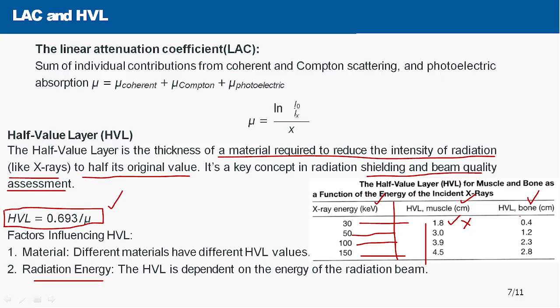So you mark this bone, let's say it is 0.4 centimeter only, which means 0.4 centimeter of bone is sufficient to reduce this 30 kilo electron volt to half of its value. Whereas for muscle it is 1.8 centimeter, because muscle is less dense than bone.